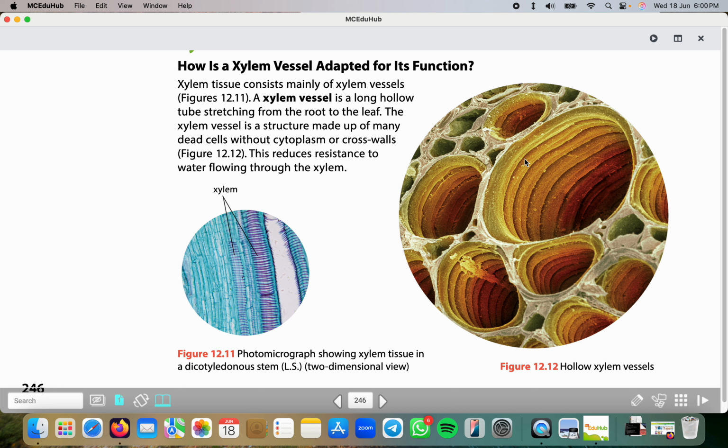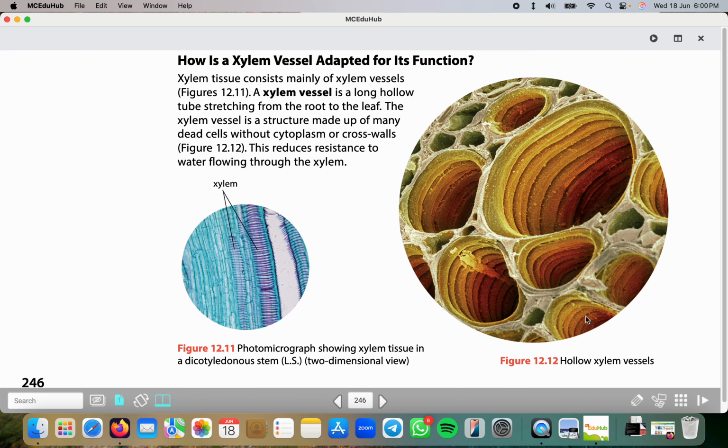What does a cross wall mean? It means the wall between two cells. So it forms one continuous long chain all the way from the roots to the leaves. And this will reduce the resistance to water that's flowing through the xylem. It allows water to flow through very easily.